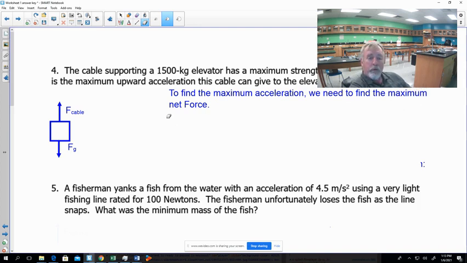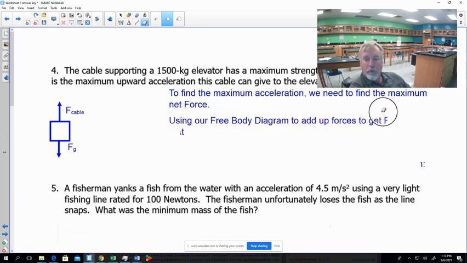Of course, we're going to use our free body diagram, and we're going to add up the forces to get our F net. So you just literally look at your free body diagram, and you add up the forces to get your F net. We do that, and the equation we get, summing up our forces, is F cable minus F gravity. I subtracted gravity because it's pointing down, and down is our negative direction. So our net force is the force of our cable minus the force of gravity.